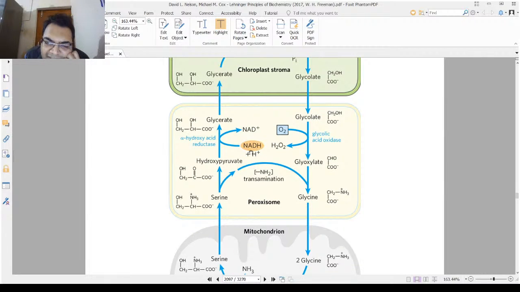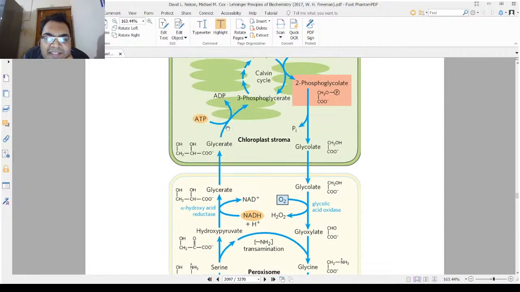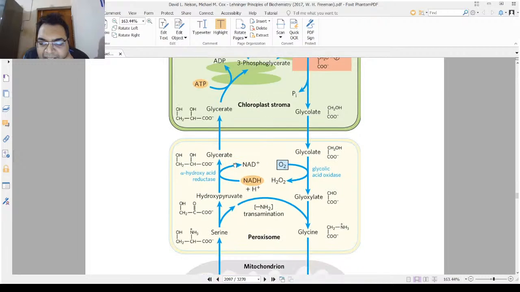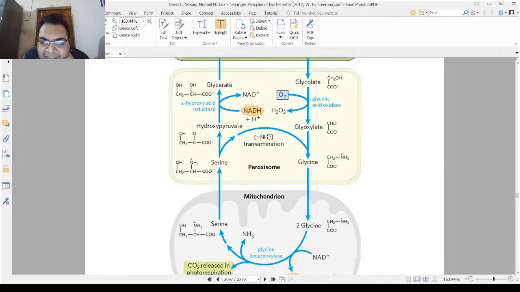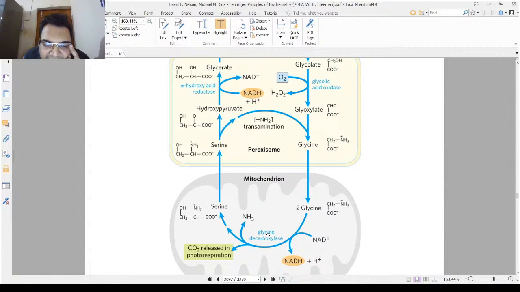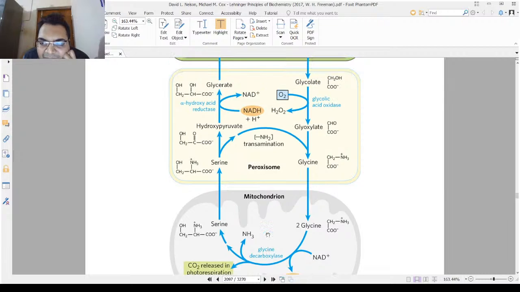So NADH is oxidized to NAD plus, then hydroxypyruvate is reduced to glycerate. Glycerate comes here, and one ATP is again used up for phosphorylation, giving 3-phosphoglycerate. So one ATP you are using, and you are using up two NADH in these specific reactions.